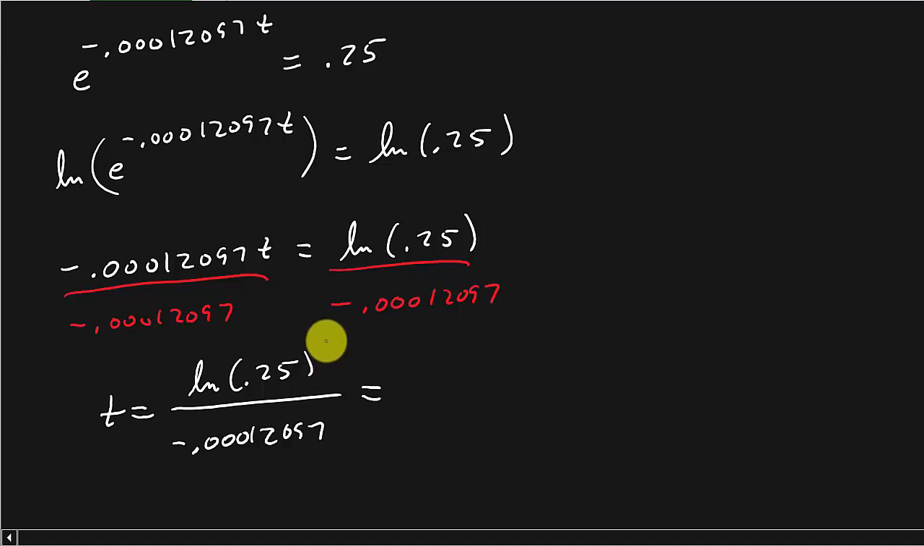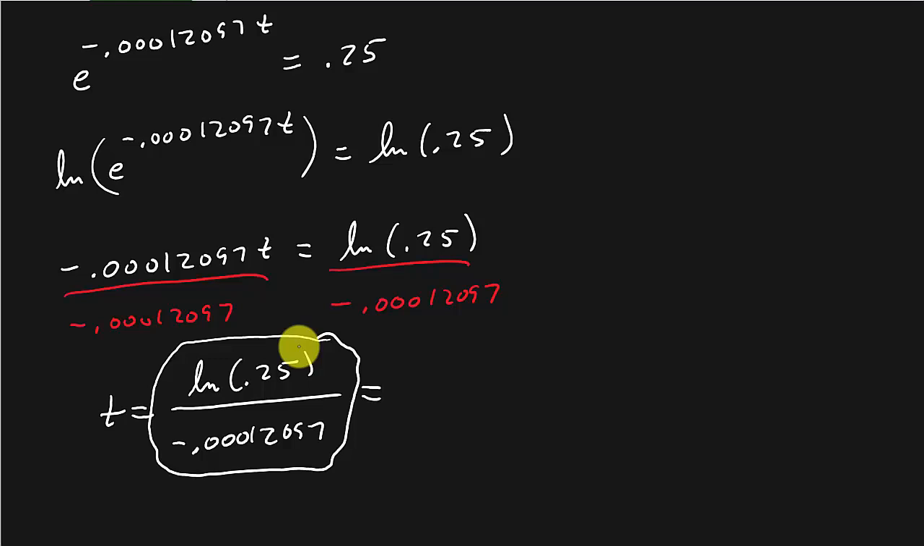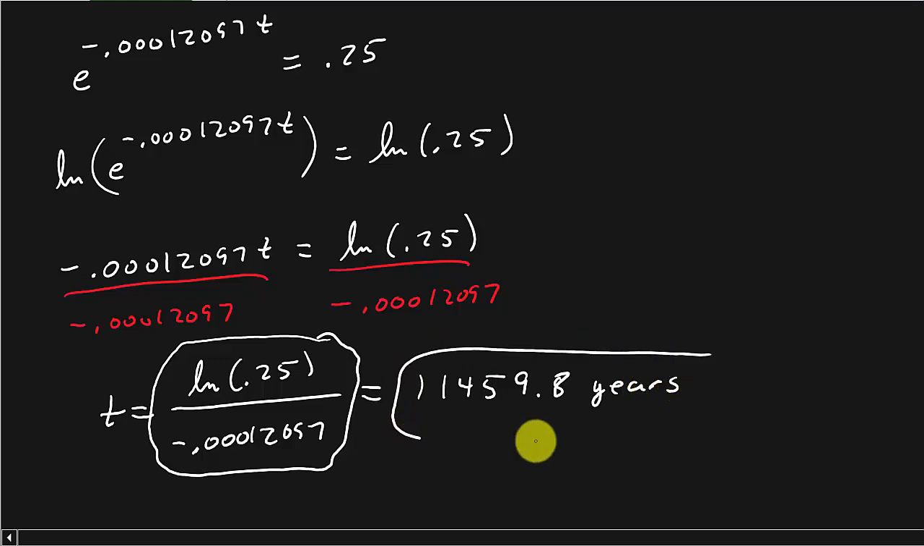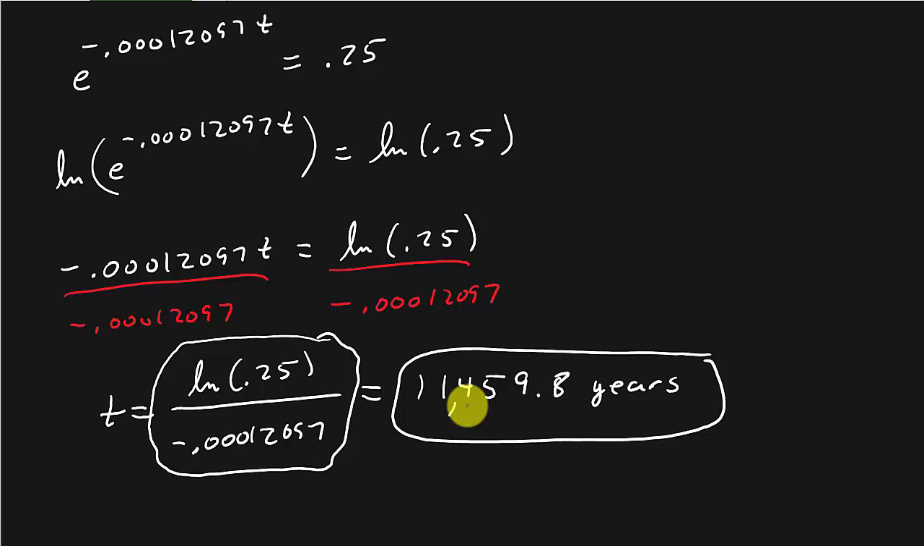I don't know if your teacher might let you leave it as an exact answer. That would be that. But if you plug it into your calculator, we would get 11,459.8 years. And there's your answer. So almost 11,500 years for it to get down to 25% of the carbon remaining.